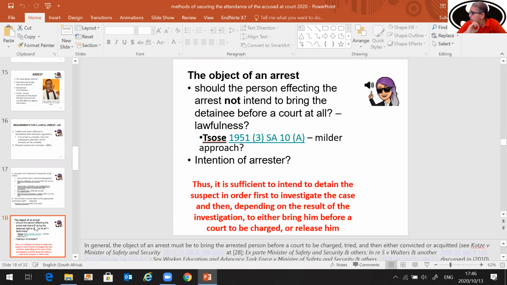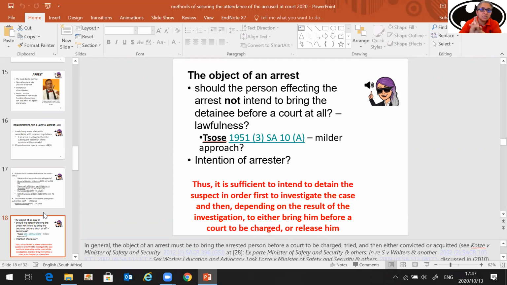What is the object of a summons? What is the object of a written notice? What is the object of an indictment? What is its purpose? All of them have one purpose: to get the accused to trial.